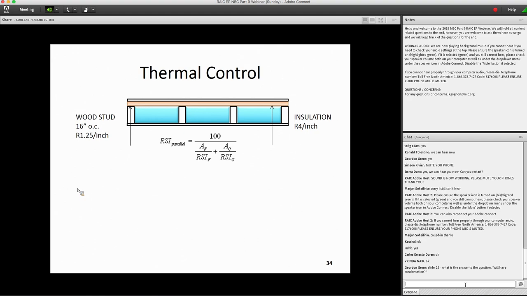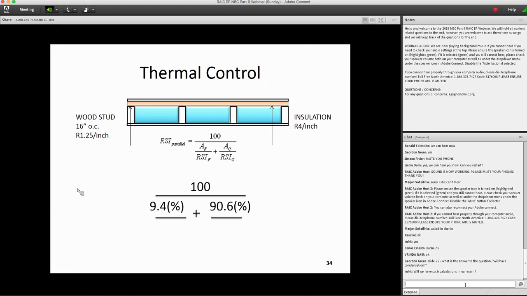The wood studs are spaced at 16 inches on center at R 1.25 per inch, and the insulation is at R 4 per inch. So we have 100 percent. I already did the calculation: for the wood stud it is 9.4 percent, and for the insulation it is 90.6 percent. So we place the R values, and we can see that in the parallel portion, the portion where we have the studs, we have an effective R value of 11.61.